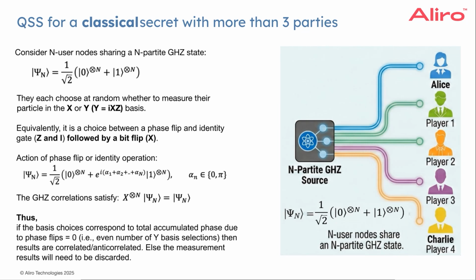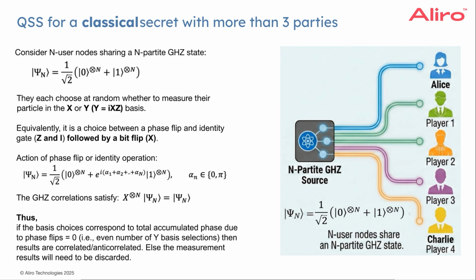Similar to the protocol we just discussed, each of the end users in the network is going to have one photon from this multipartite state, and they each are going to perform basis measurements, either by picking the X or Y basis.